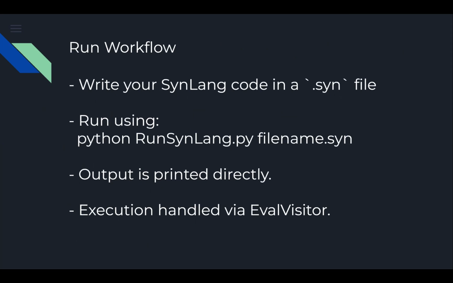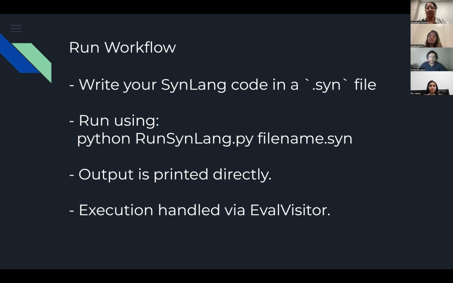So next slide, please. Before jumping to the code, let's first briefly discuss the run workflow. We have the code in Simlang in a folder called data, and we have the parser, the lexer, and the eval visitor function, which we have written in a Python script. All of this is used by a script called run Simlang, which combines everything, calls the data file, creates the parse tree, and then uses eval visitor to get the final output. The output is printed directly, and execution is handled via eval visitor.